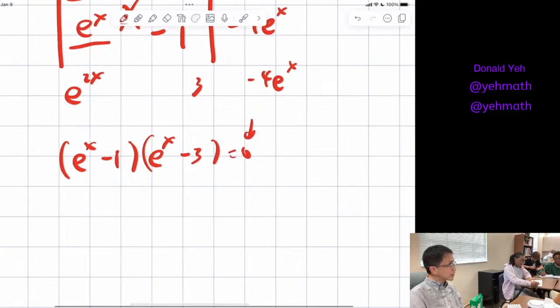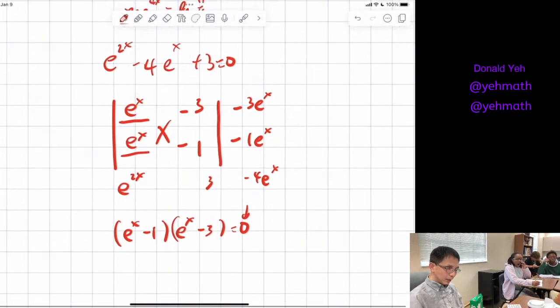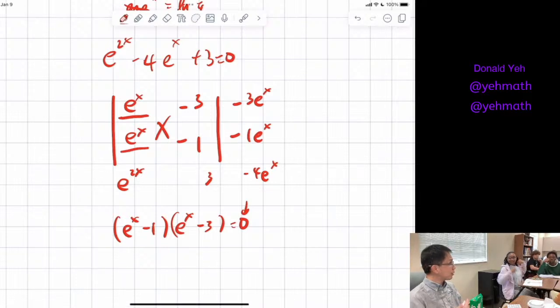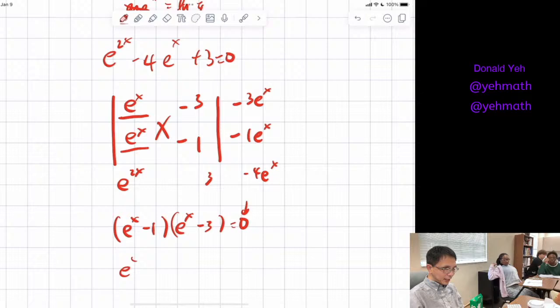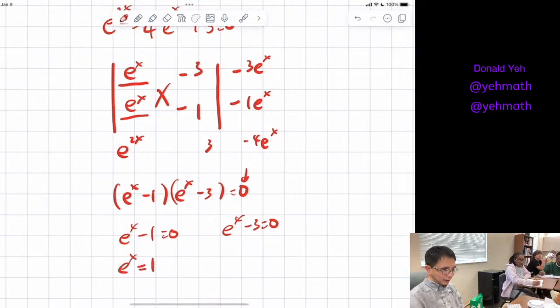Now, since they're equal to 0, I'm glad that she pointed out it is equal to 0, then I can factor it. And that is probably the most important idea. Can I scroll up? Now I can set them equal to 0 because of the zero product property, right? So can I set e to the x minus 1 equal to 0, e to the x minus 3 equal to 0? Can I isolate the e to the x?